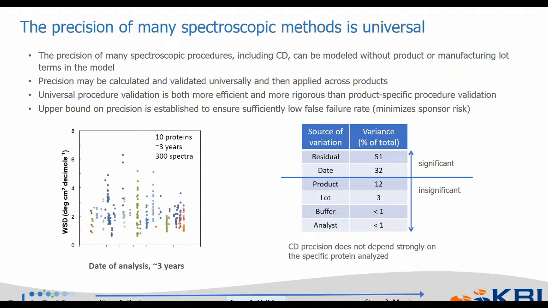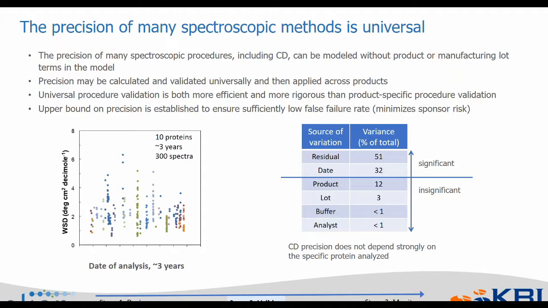This is just an example, the graph, showing a variety of different measurements. It's a total of about 300 spectra measured over about 3 years, 10 different proteins. And what's important to note here is you do see some fluctuations in the weighted spectral difference, which is in this case a measure of the precision of the method. And you can see that it does fluctuate across that time period, but that has more to do with the date of analysis than it does the product. And you can see that because in some cases, the same product measured 6 months or a year apart has very different levels of weighted spectral difference.